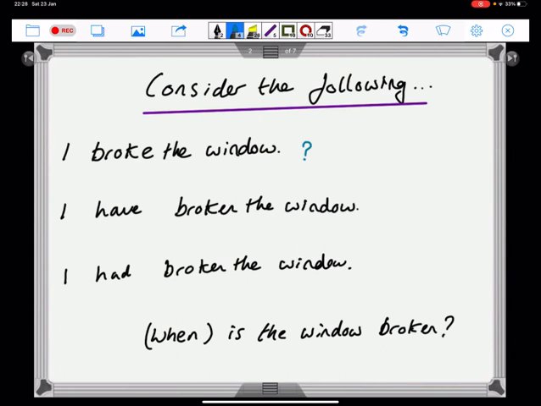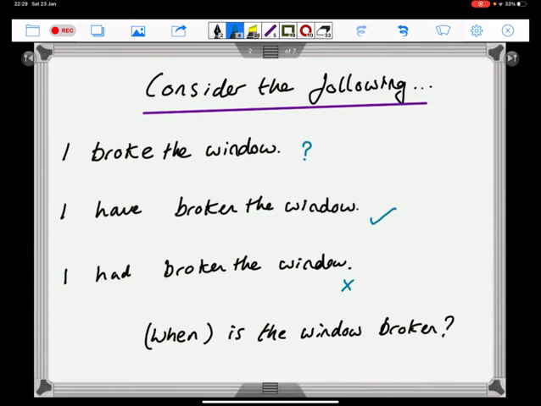I've broken the window. That's an admission. The window is now broken. So yes, the window is now broken. I had broken the window. Well, probably not still broken, because it implies that it's a state in the past. And that state doesn't have to remain the same now.